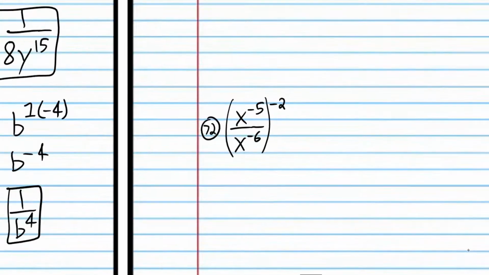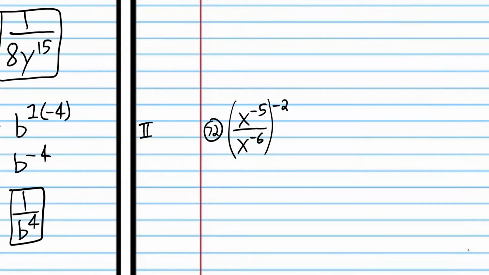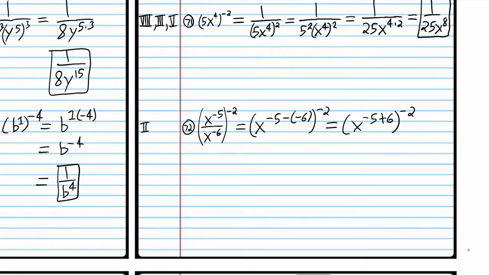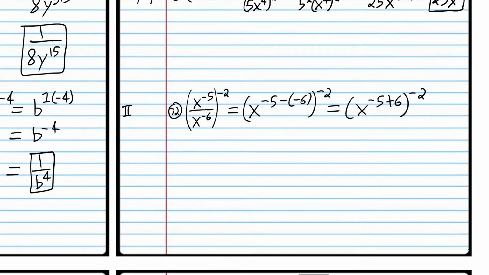All right, we're back. So we're going to use rule number 2 because we have the same base. That tells us to subtract the exponents. Be very careful though, because we have a double negative. So that becomes x to the negative 5 plus 6 raised to the negative 2 power. And let me write that a little better. All right, so now that becomes x to the first power raised to the negative 2 power.